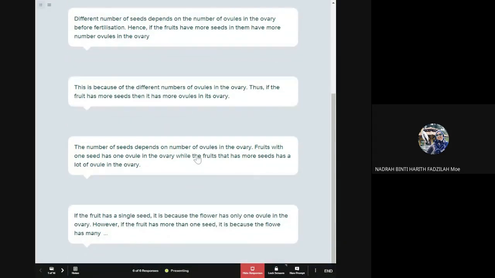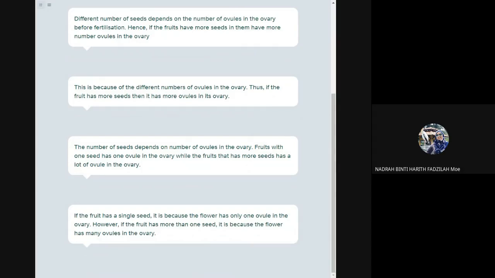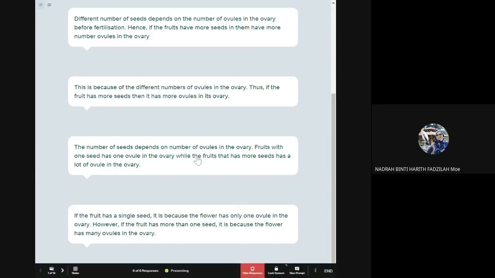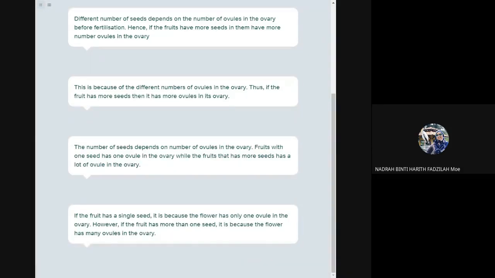Okay, very good. You can also choose to explain kalau tak kata number of seed in fruit depends on number of ovule kan. Tapi kamu terus nak explain ada one seed sebab one ovule. Ada many seed sebab many ovule. Pun betul cukup 2 markah, tak ada masalah. Okay. Good. Everyone get full mark. I think all of you get 2 marks.